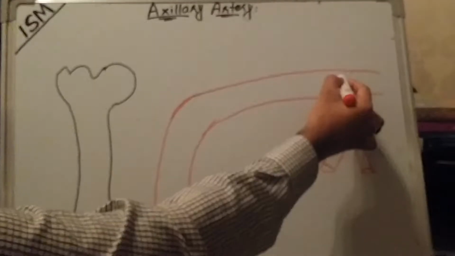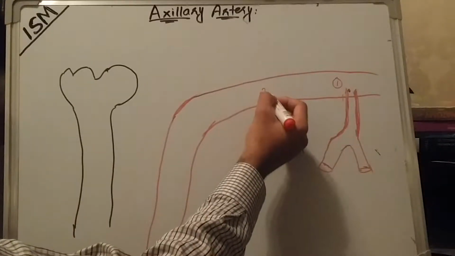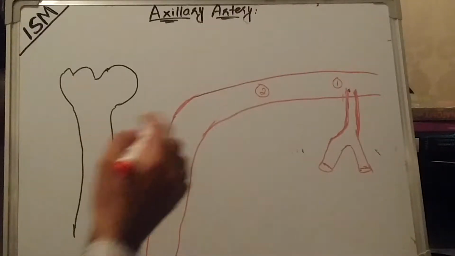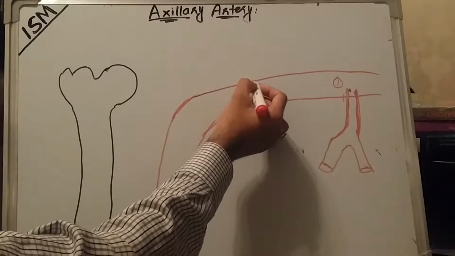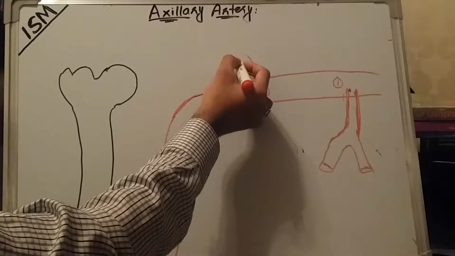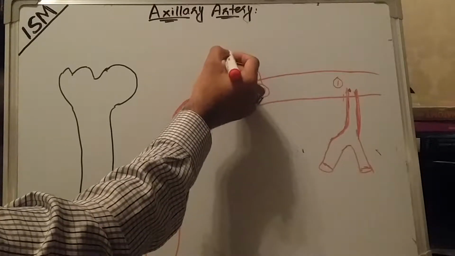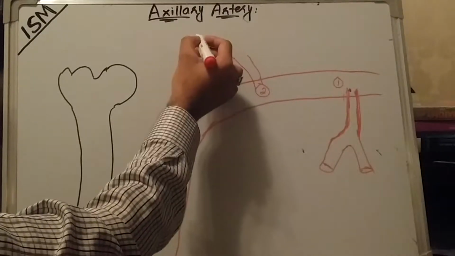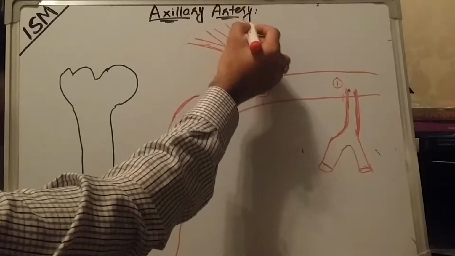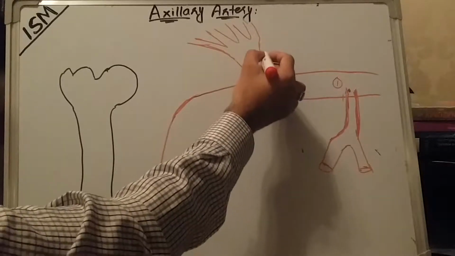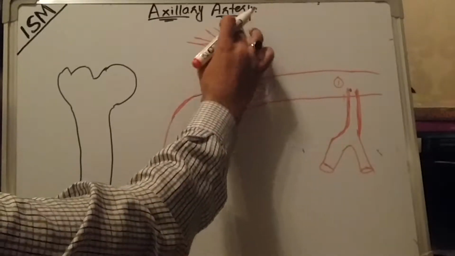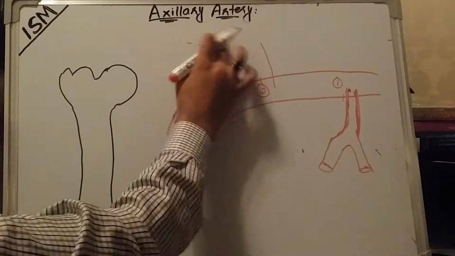This is the first portion and the second portion. The second portion gives rise to 2 main branches. The first one is the acromion artery, and it further bifurcates and gives rise to 4 branches. I think it should be a little bit smaller.